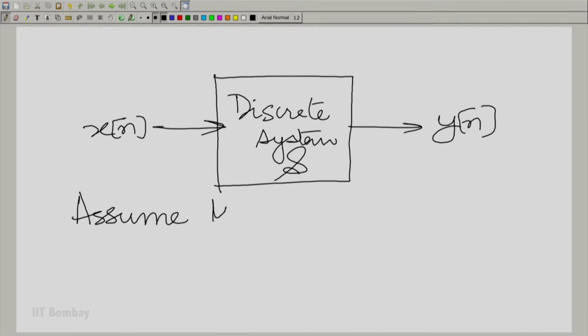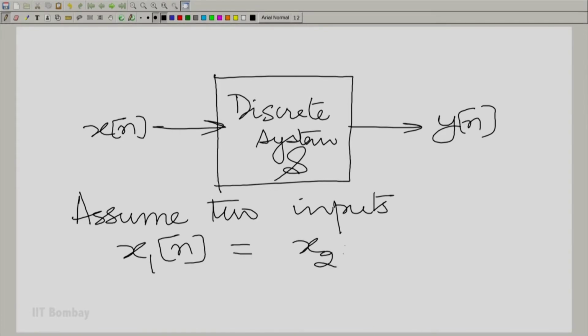in time. So, assume two inputs x1n and x2n, so that x1n is equal to x2n for all n less than or equal to some n0. Now, for example, n0 could be equal to 0. That means that the two inputs are identical up to the point 0. They may or may not be different afterwards. We are not insisting that they be different afterwards, but we are allowing for that possibility.